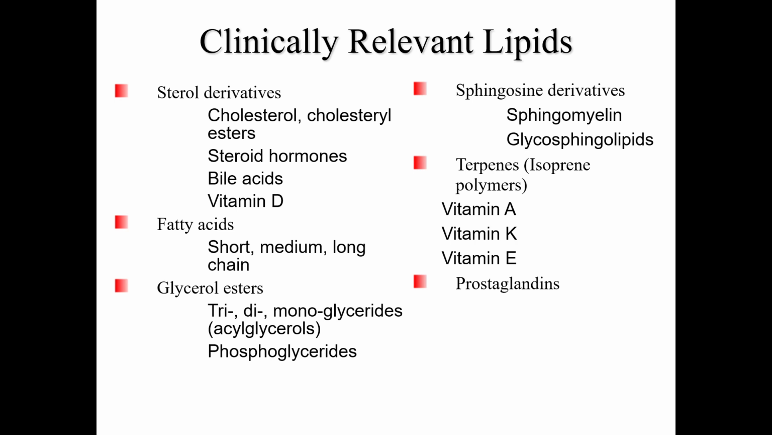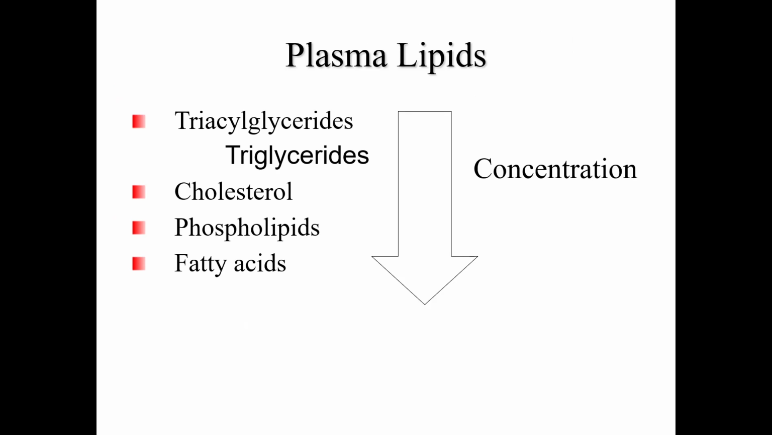Clinically relevant lipids are listed below. You can take a look at the sterol derivatives, fatty acids, the glycerol esters. Probably the most common glycerol ester that you would have heard of is a triglyceride, sphingosine derivatives, and so forth. If we look at the concentration in plasma, triacylglycerides or triglycerides have the highest concentration, followed by cholesterol, phospholipids, and then fatty acids.